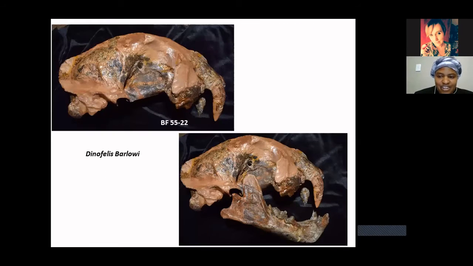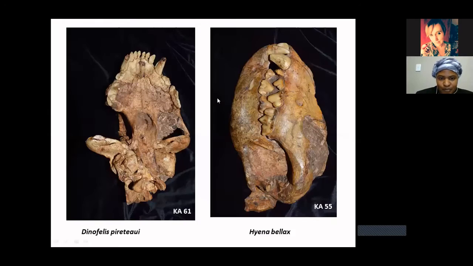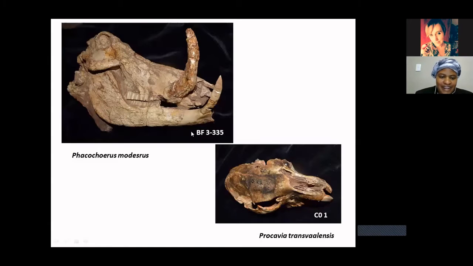I have indicated that we have carnivores in our collections. I have put here one specimen that was discovered in Bolt's Farm. That's one of the sites that we excavate in. It's called Dinofelis barlowi. You can see the extent of the canines. They are really, really robust. They indicate that, yes, this is a carnivore. And these are also examples of carnivores. We have a hyena as well as another Dinofelis example. You can see the quality of preservation. It is actually fantastic. And we also have some wild pigs as well as small mammals.